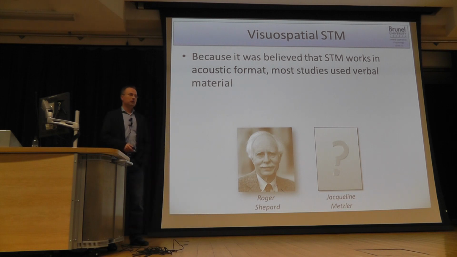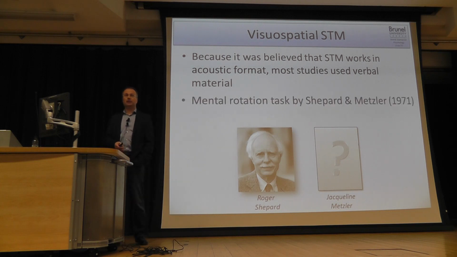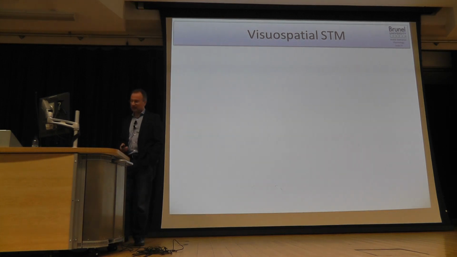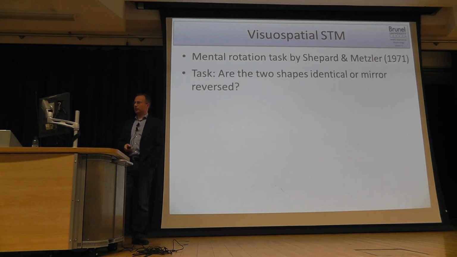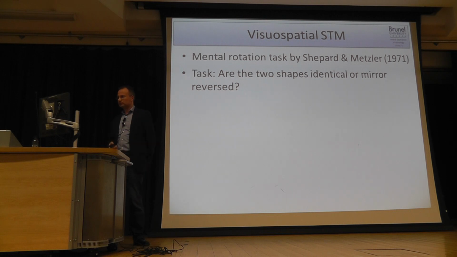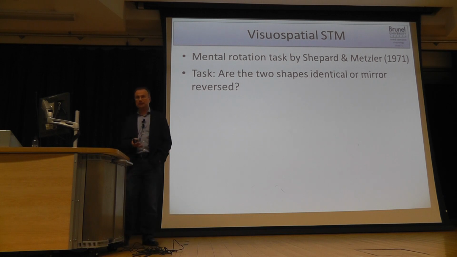And it was only in the 1970s that there were really seminal studies by Shepard and Metzler, which used, you probably know that, the mental rotation task. And that was a very early task to investigate spatial memory. And what they have done is the following. They presented two three-dimensional shapes and asked the participants, are the shapes identical or mirror reversed?